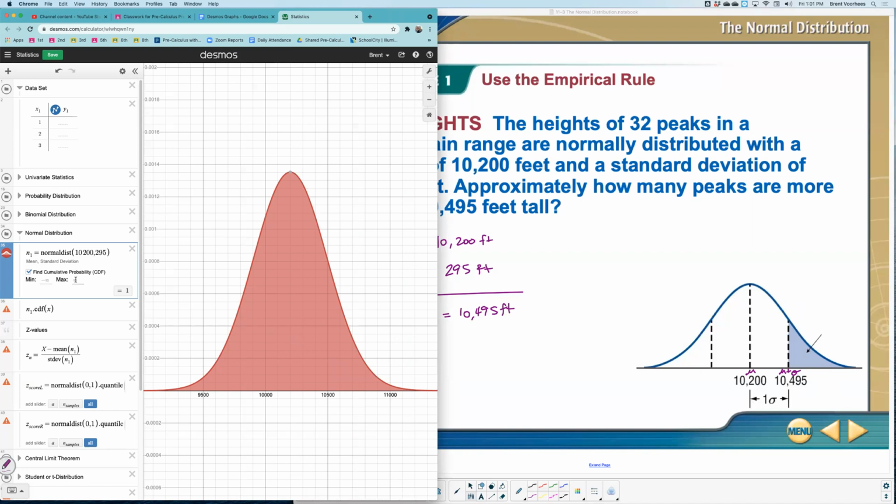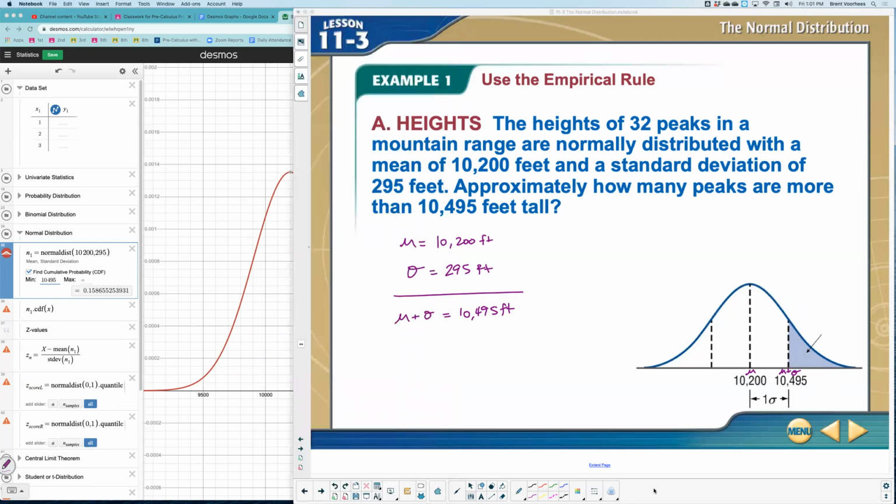And so underneath in this min and maximum, if I put 10,495, you will find all the values that occur that are greater than that, which happen to be about 15.87, or I'm going to just say 15.9%. How many peaks are more than 10,495 feet tall? Approximately 15.9% of the peaks are taller than 10,495.